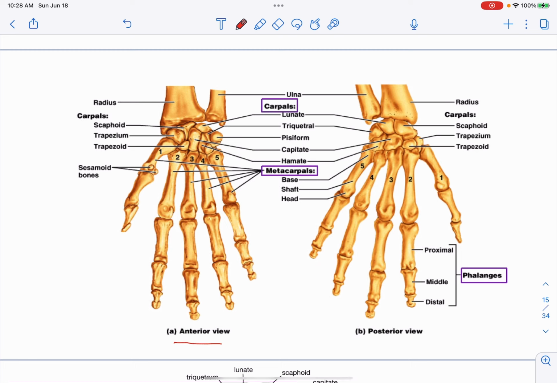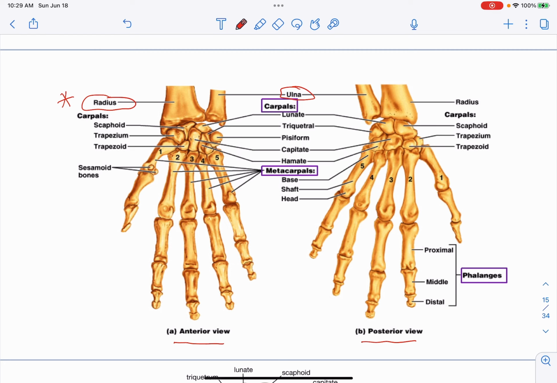So this is an anterior view, and this is a posterior view. Remember, anterior is palm out, facing forward. So you can also see the ulna and the radius here, okay? So something to note, I'm gonna point out again, is that the radius is articulating with the carpal bones, but the ulna is not. You can see the space between the ulna and the carpal bones.